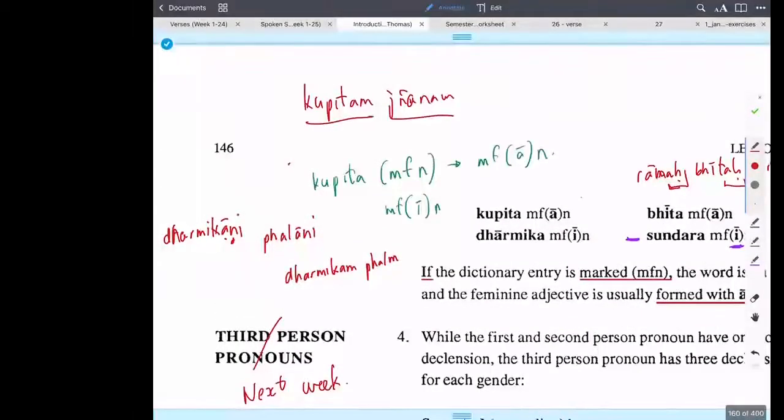What about beautiful knowledge? Sundaram jnanam.